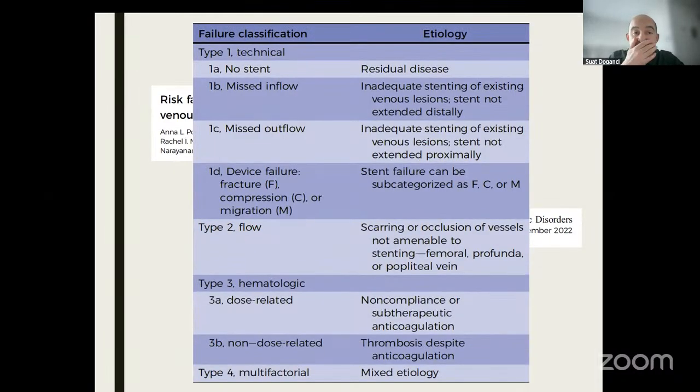So if you look at this failure classification, there can be some technical issues, something not related with the stent. It can be an inflow issue, an outflow issue. It can be a device failure, or flow related problems. It can be hematologic, like a dose related or non-dose related anticoagulation problem, and it can be a multifactorial issue. So we have to analyze all the related pathologies when we have an occluded stent.